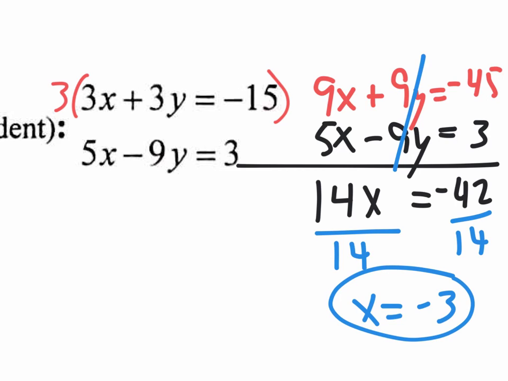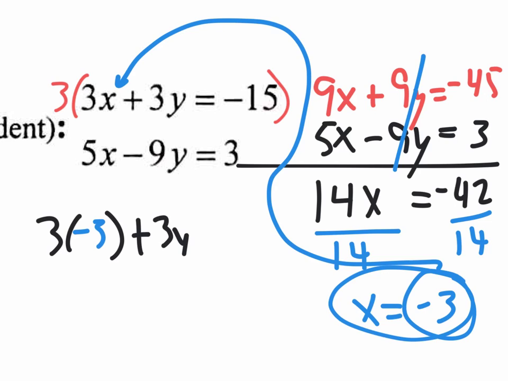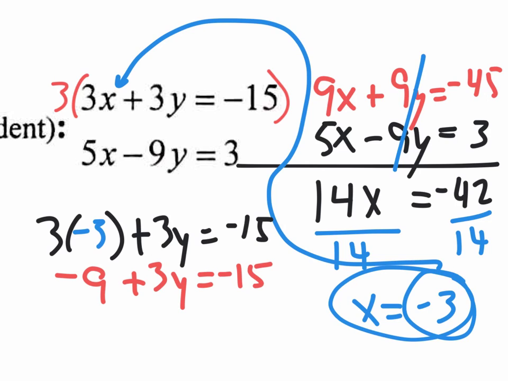How do I find the other? Plug it into any equation you want. Which one do you guys want to do? Top or bottom? Top? Okay, so we're going to take this negative 3 and plug it in right here in the x position. So let me rewrite it. 3 parentheses, we said that was going to be a negative 3, plus 3y equals negative 15. So I'm really going to have negative 9 plus 3y equals negative 15.